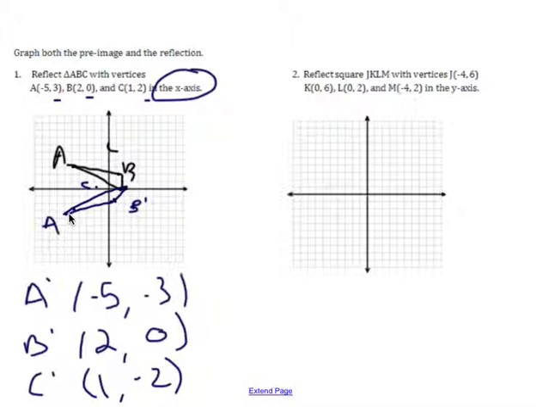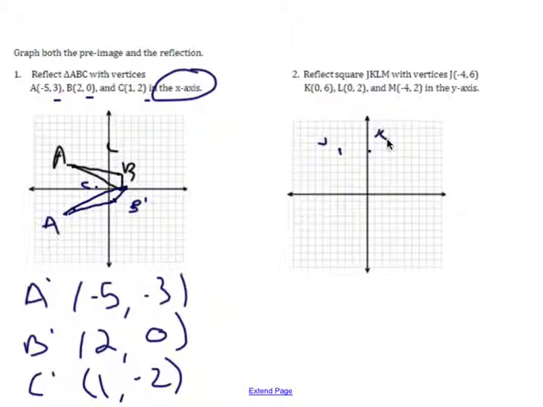Now let's take a look at number 2. Reflect a square JKLM with the vertices -4, 6. So we're going up left 1, 2, 3, 4. Up 6, 1, 2, 3, 4, 5, 6. So that is this point right here, and that's going to be J. K is over 0, up 1, 2, 3, 4, 5, 6, and that is K.